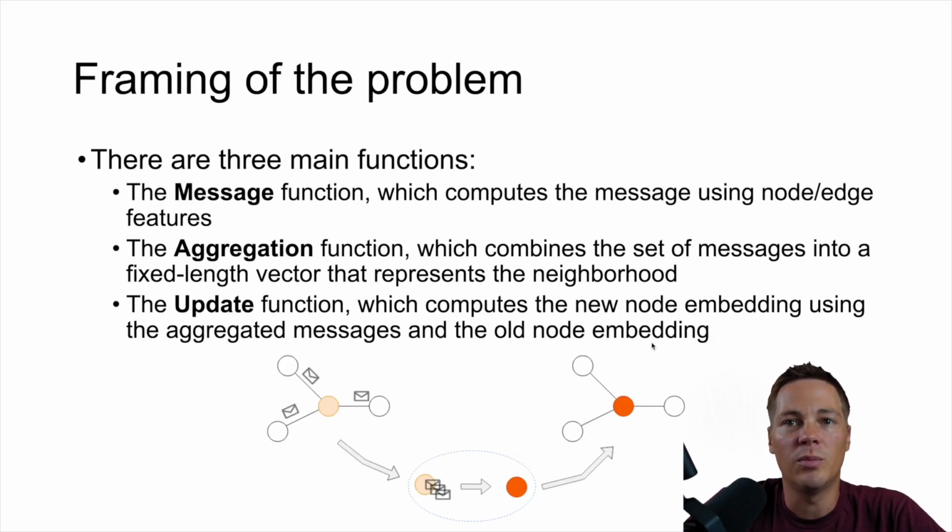So to frame this problem, we're going to define three different functions. The first is called the message function, and its job is going to be to compute the message using the node and edge features involved. The next function will be the aggregation function, and that's going to combine the various messages into a fixed length vector that represents the entire neighborhood. And then finally, we'll have the update function, which computes a new node embedding using the aggregated messages and the old node embedding. So next, we're going to dig deeper into each one of these functions.